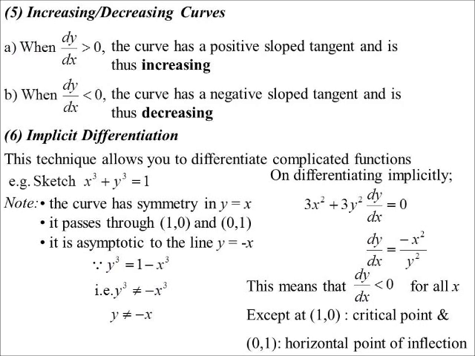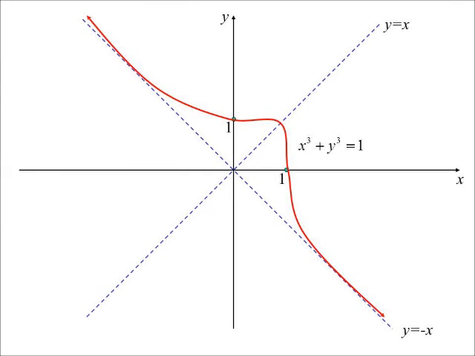And at 0, 1, I'll have a horizontal point of inflection. And again, that makes sense because of the symmetry. If at 0, 1 it had a horizontal point of inflection, you reflect it in y equals positive x, and you'll have a vertical tangent. What does it look like? Something like that.